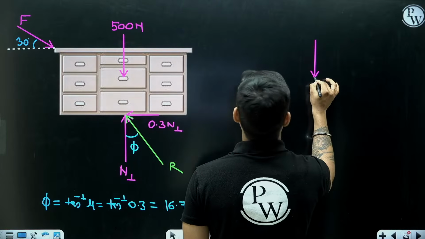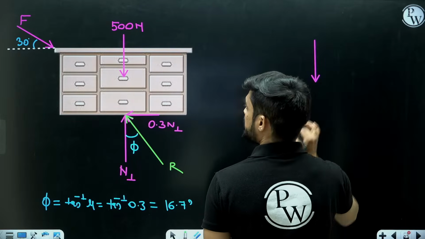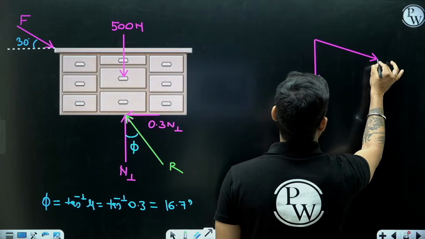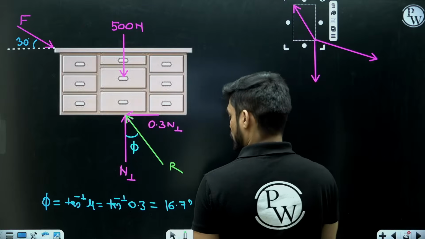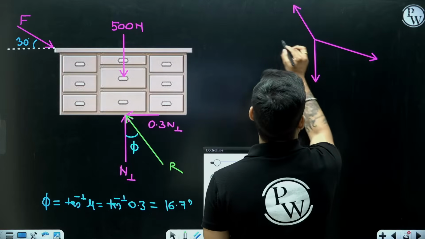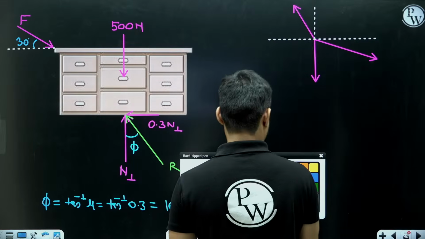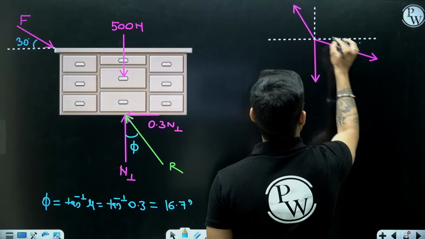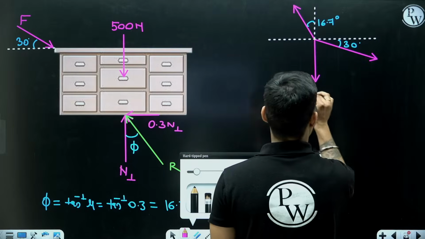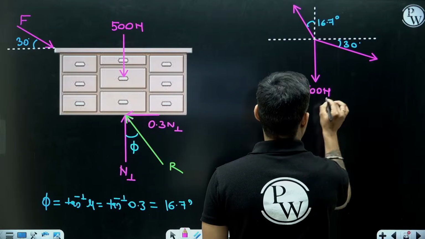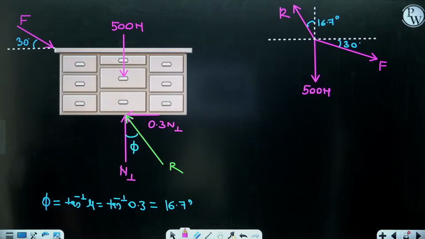This is 500, which is vertical. This is F, acting at 30 degree with horizontal, and this is R, acting at 16.7 degree with vertical. This is 30 degree, this is 16.7 degree. So now you can easily find the value of F.